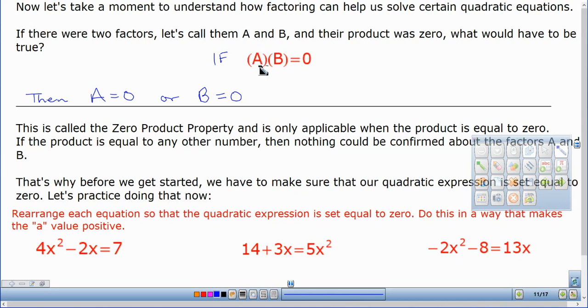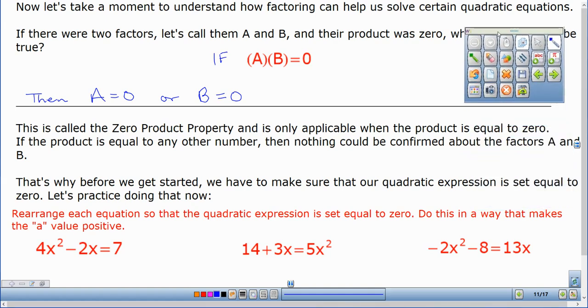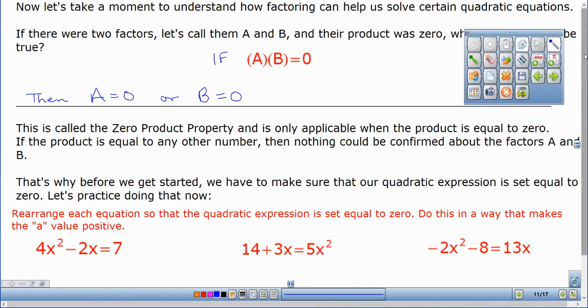Because if A was equal to 0, then 0 times whatever B is would be 0. And the same thing would be true if B was equal to 0. It wouldn't matter the value of A, but A times a 0 would give me 0. And that's called the zero product property. And we're going to use that to our advantage.